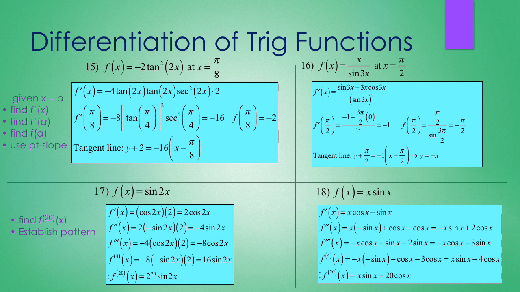Every fourth derivative, we get back to x sine of x. And the second term has a negative cosine x, and the coefficient is simply the derivative number. So the 20th derivative of f at x is x sine of x minus 20 cosine x.